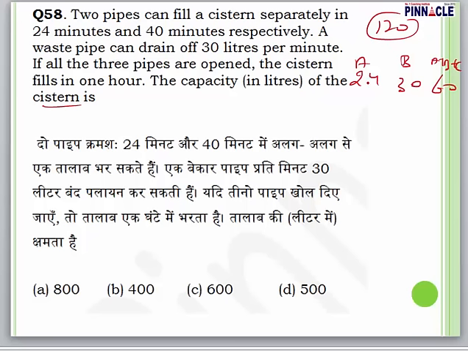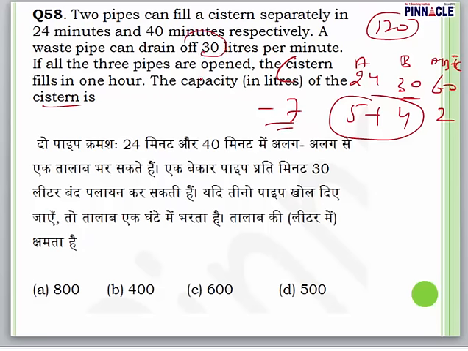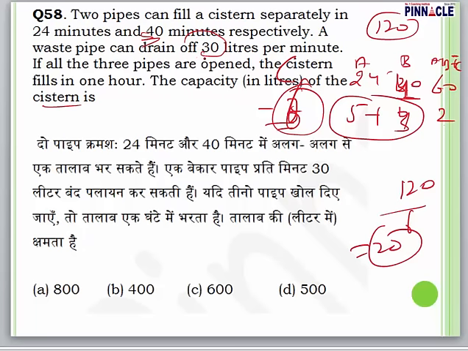It means A is filling the entire tank in 24 minutes, that is in 1 minute it will fill 5 units. B will fill in 1 minute 120 divided by 30, that is 4. And entire A plus B minus C would be filling 2 units. So 5 plus 4, A and B are filling 9. Then A plus B minus C would be equal to 2. Then it means C is draining 7 units per minute. So 6 units C is draining per minute. To drain 120, it will take 20 minutes, and 1 minute is equal to 30 liters. So 30 into 20, 600 liters is the capacity of the tank.